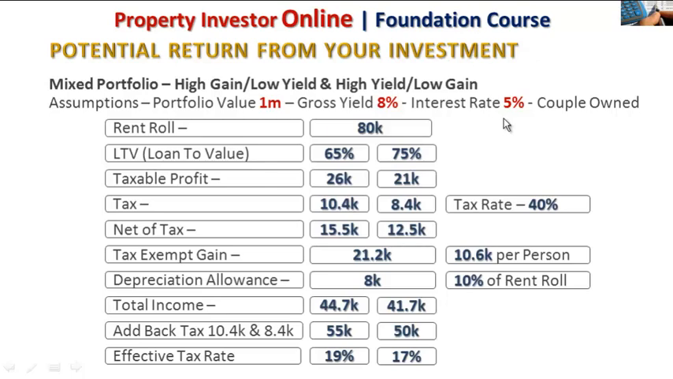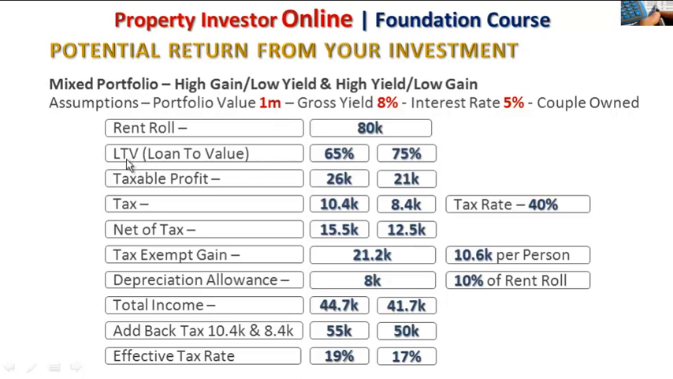And the interest rate across the portfolio is 5%, which again is achievable today. And the portfolio is owned by a couple. They may be lifetime partners, a married couple, business partners, but it's owned by two people. To start off with, the rent roll is set at £80,000, being 8% of £1 million.